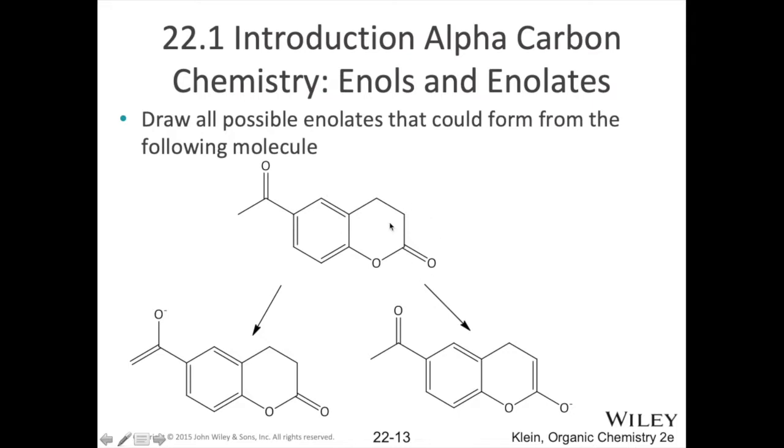Over here is the other carbonyl, and there's the alpha carbon next to it that you can again deprotonate, and here's the enolate form. Again with the negative formal charge on the oxygen instead of that carbon, but again you could draw it either way.